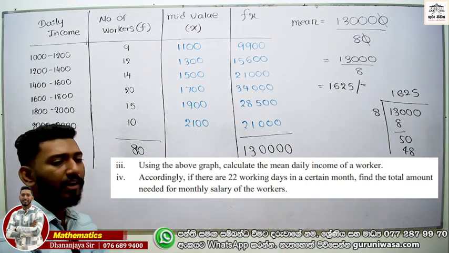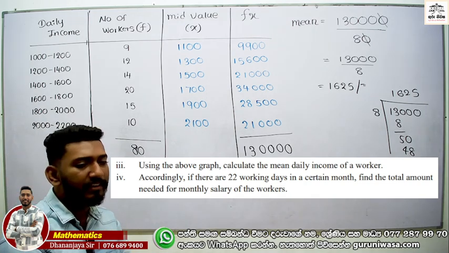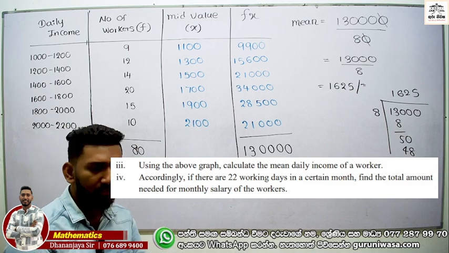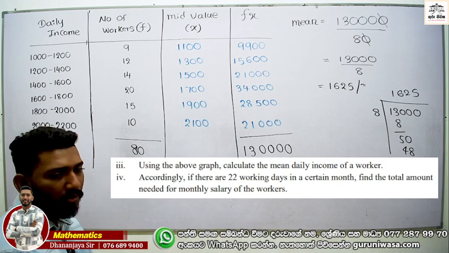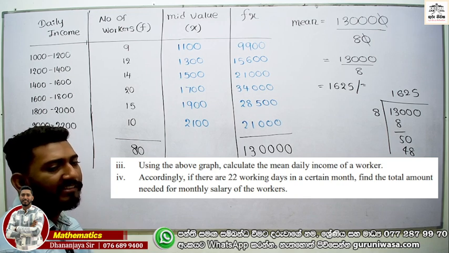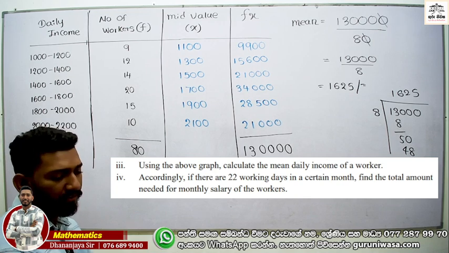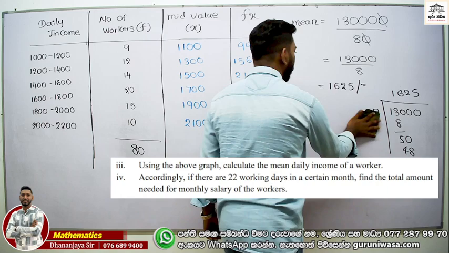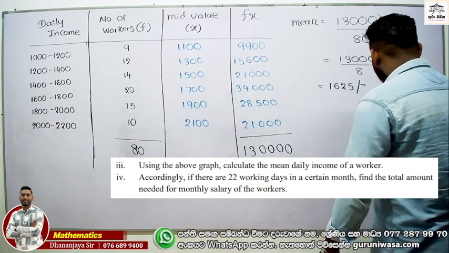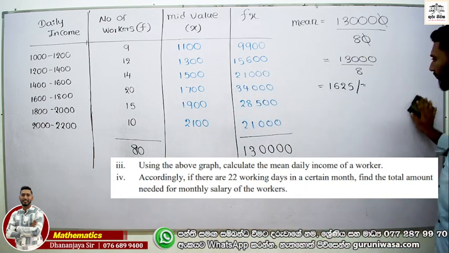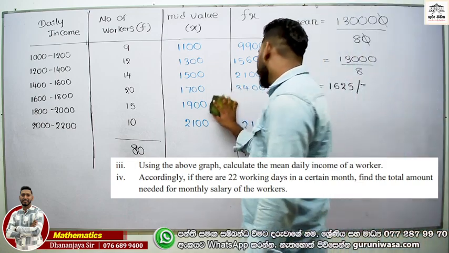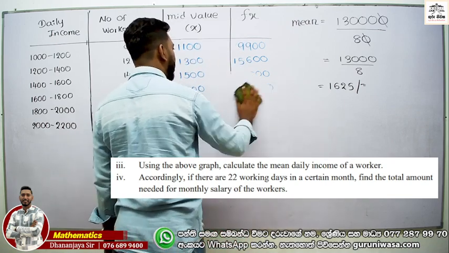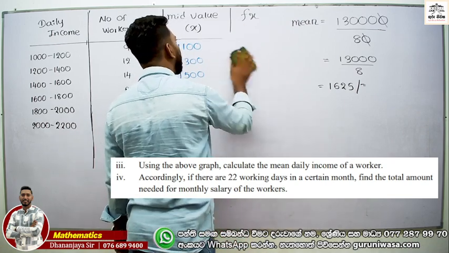If there are 22 working days in a certain month, find the total amount needed for monthly salary of the workers. Now the average we found, the average wise, now use the mean. Use the mean. 1,625 per day is the income of one worker for one day.